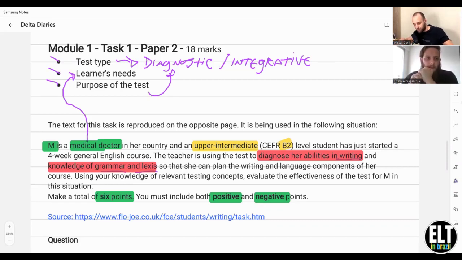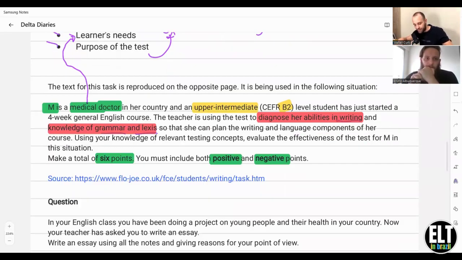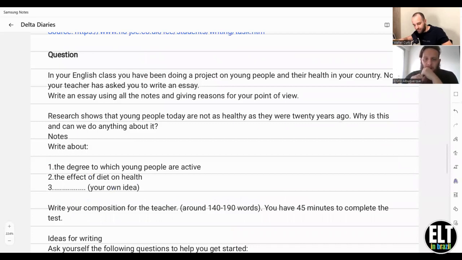Right? This is going to be important. And now we take a look at that. This is what the student's going to have, right? So in your English class, you have been doing a project on young people and their health in your country. Now your teacher has asked you to write an essay. Write an essay using all the notes, giving the reasons for your point of view.